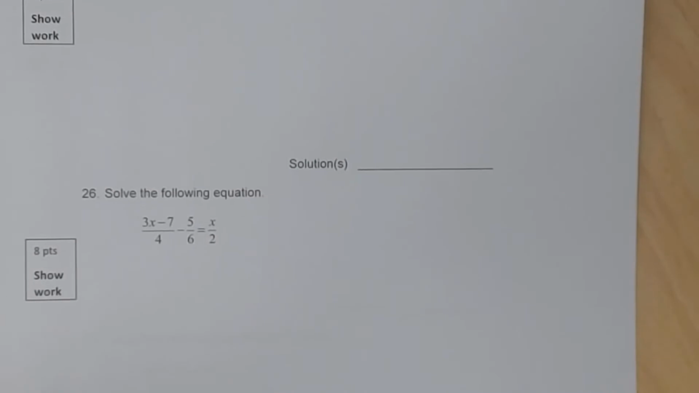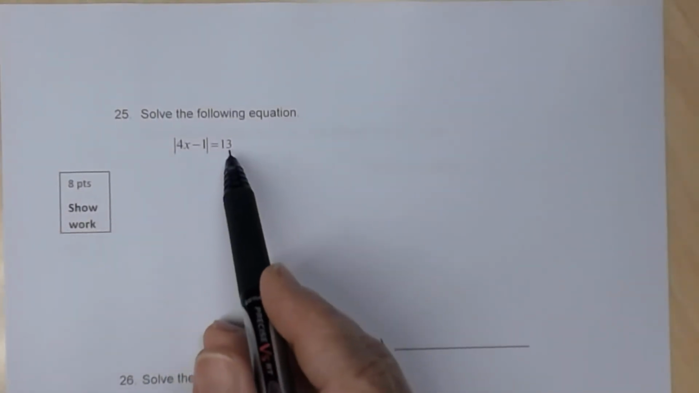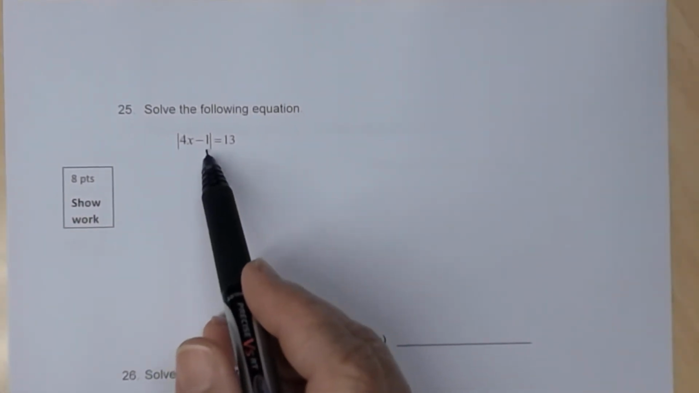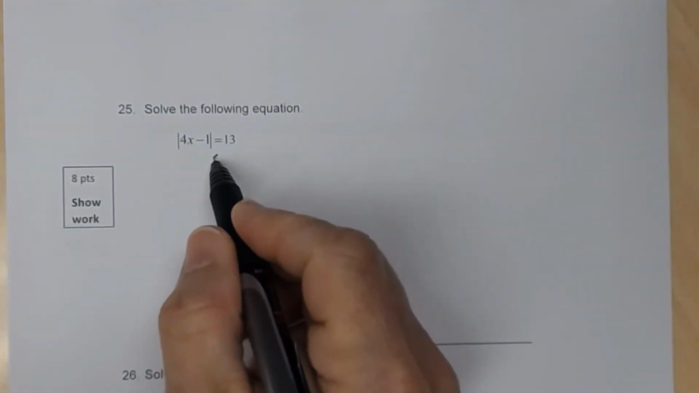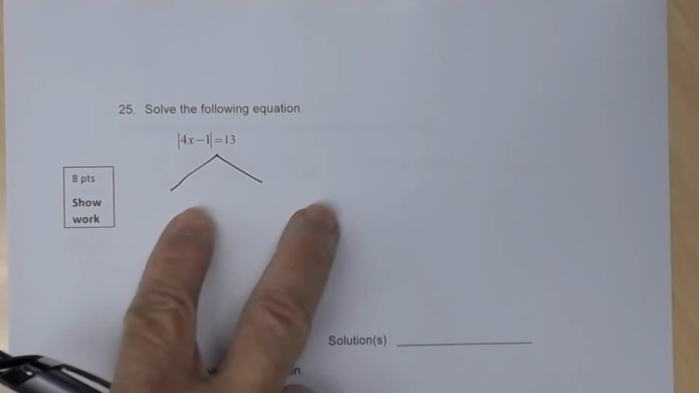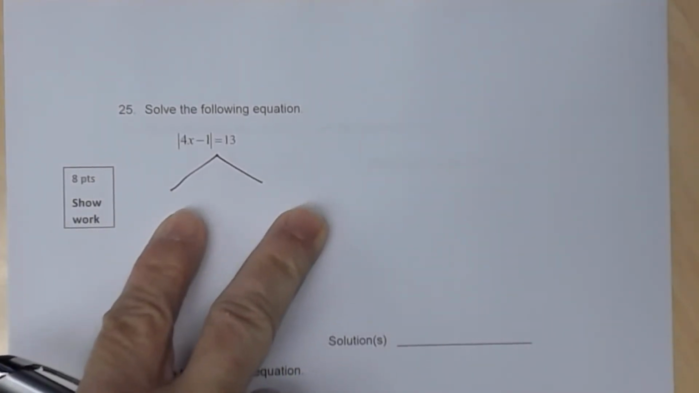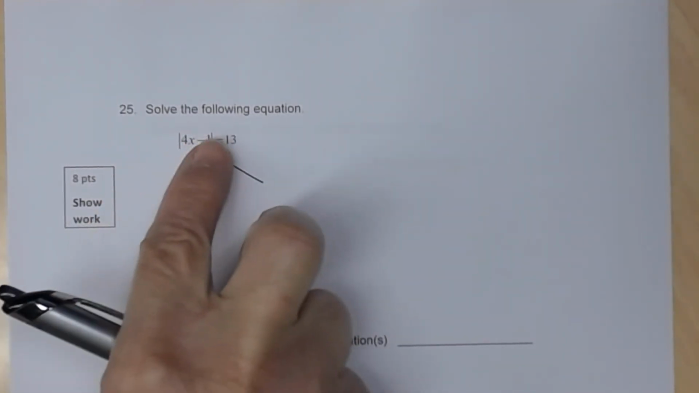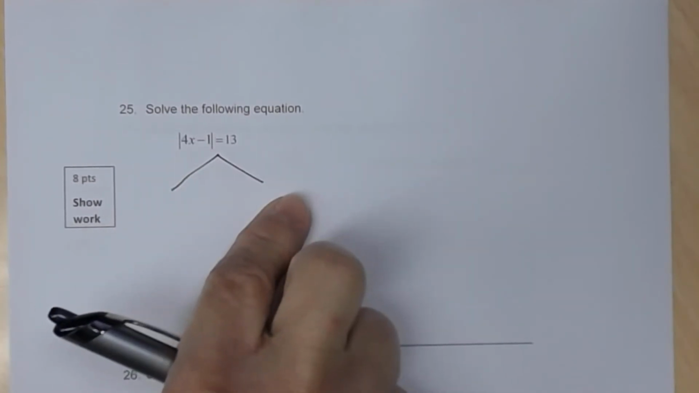All right, 25. You want to solve this absolute value equation. Now remember, this is not a linear equation, that's an absolute value equation. So when you're solving an absolute value equation, you're going to get two equations without the absolute value bars. So make sure your next step is to rewrite this without the absolute value bars.